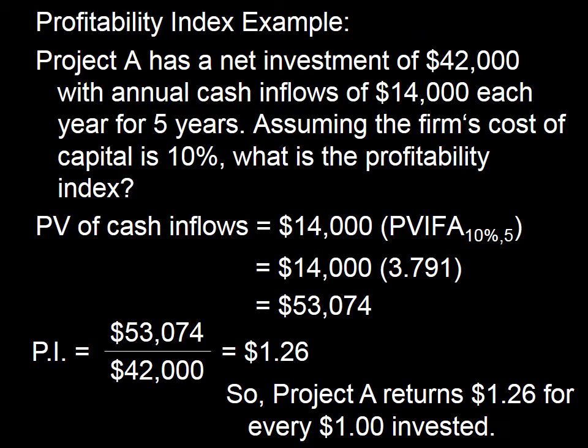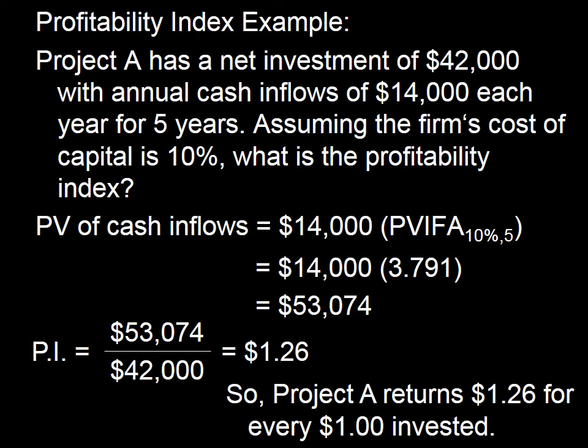So to go through an example, we have project A that has a net investment of $42,000 and annual cash flows of $14,000 each year for 5 years. Sound familiar? Assuming the firm's cost of capital is 10%, what is the profitability index? So our benefits are $14,000 a year, every year for 5 years, so I can just use the present value of an annuity formula to calculate the present value of that cash flow, and that's what I did here, discounting at the cost of capital for 5 years. So the present value of my benefits are $53,074.